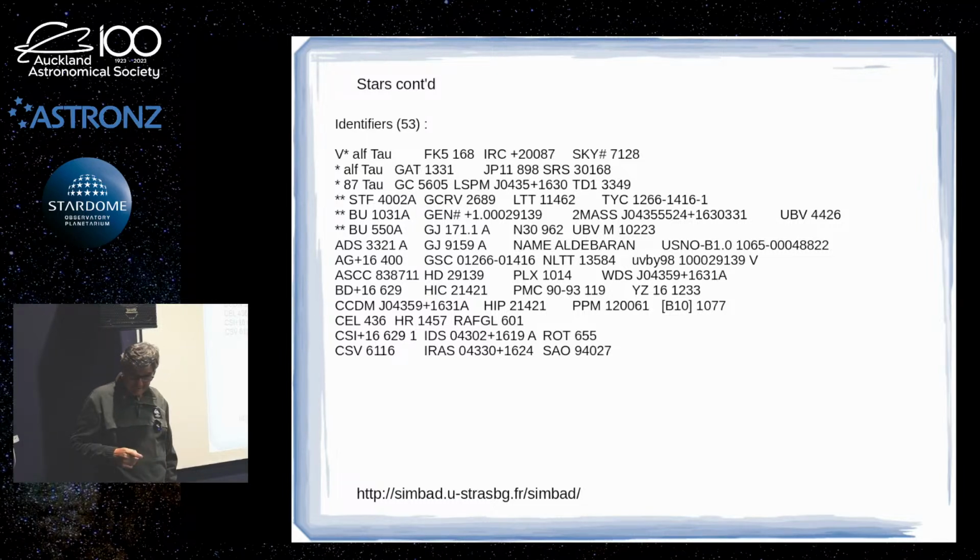So each of those lines is a different... Oh, they're all the same one, okay. Yeah, different catalogues. So there's more than one on each line. So there's probably, I don't know, about 30 or 40 catalogues on there. Did you say 53? Sorry? Yeah, that's right up the top. It actually tells you how many are listed there. So there's 53 different catalogues, all with a proper name for Aldebaran.